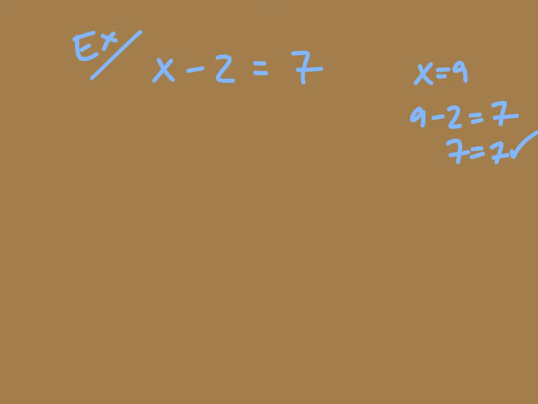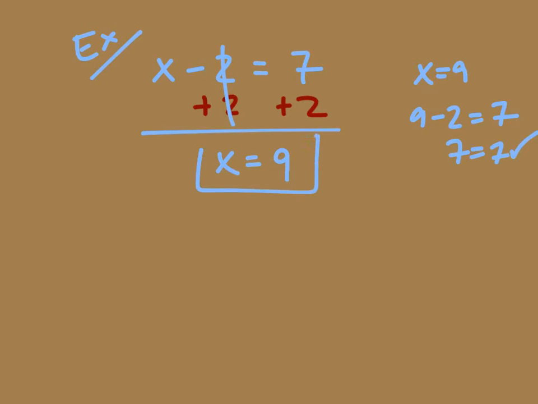However, using algebra, what's the opposite of subtracting 2? That would be to add 2 to both sides. And when I do that, negative 2 plus 2 adds to 0. That goes away. We drop down our x and we do the math on the right side. 7 plus 2 gives us 9. And that's the answer we were looking for.